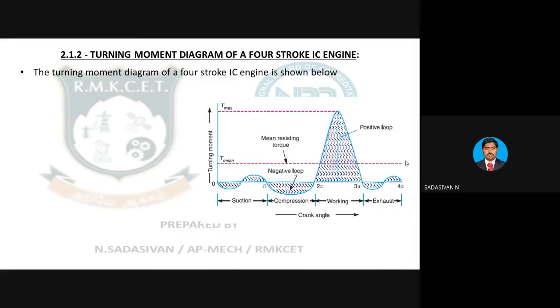Now we are going to see a 4-stroke petrol or diesel engine, IC engine. Look at the torque variation in the crankshaft. How much variation is there? Only during the power stroke. Let us say this is my 0 torque line. There are some points where the torque is negative.